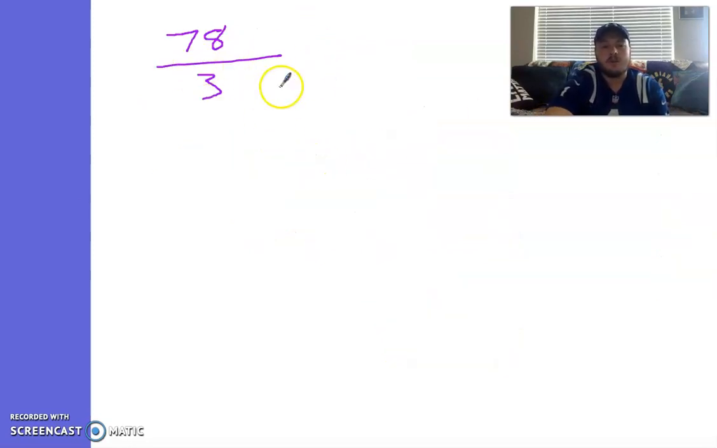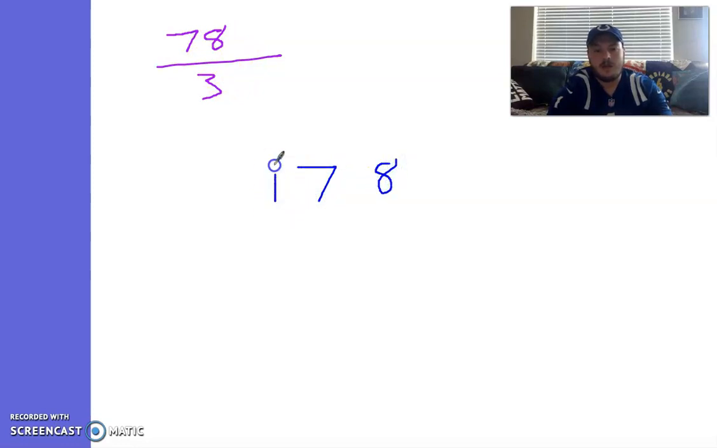So we see that we have this division problem written as a fraction. Again, when a division problem is written as a fraction, you take your numerator, and that is going to be the number that we're putting inside. And our denominator is what we're dividing by. So I've got 78 divided by 3.